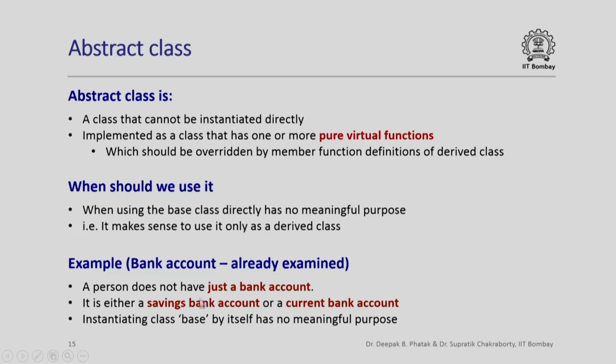And so that is why instantiating the base account by itself has no meaningful purpose, and therefore the base account could be specified as an abstract class. It is always intended that we are going to derive some other classes from it, like a savings class or a current class, and objects are going to be instantiated only for these derived classes, not for the base class.